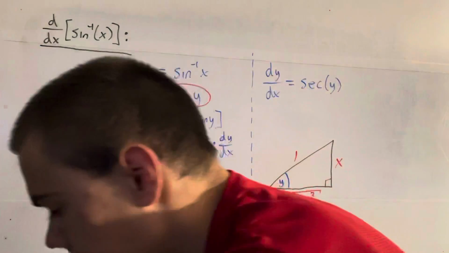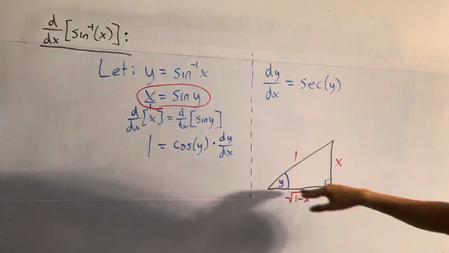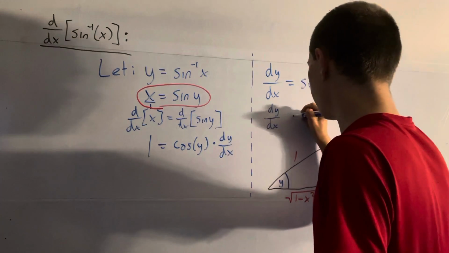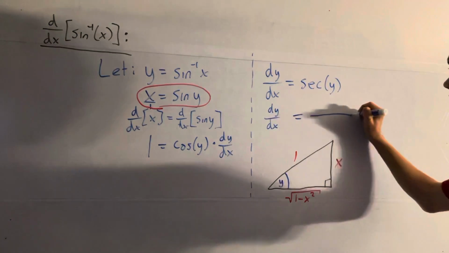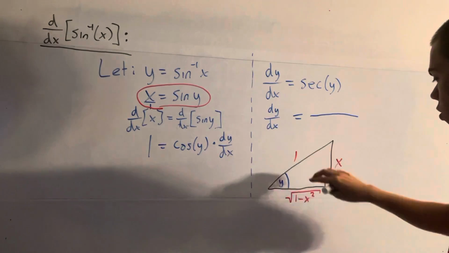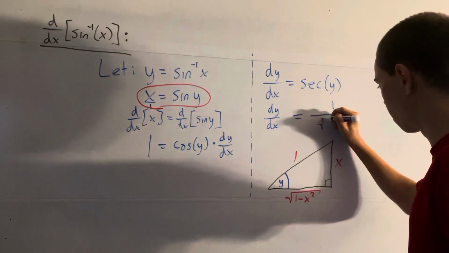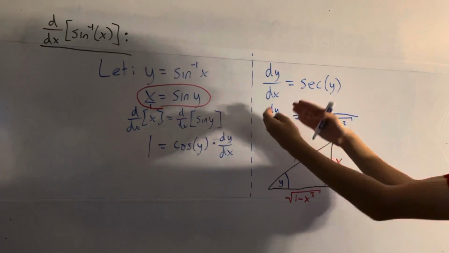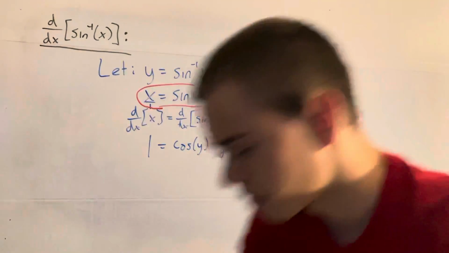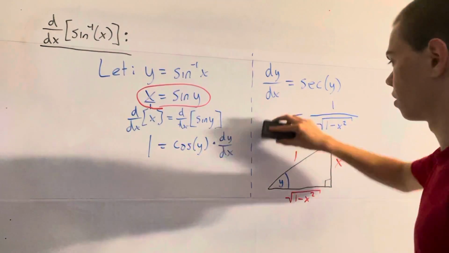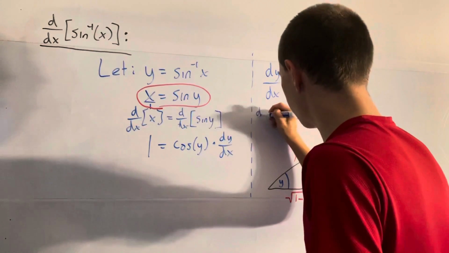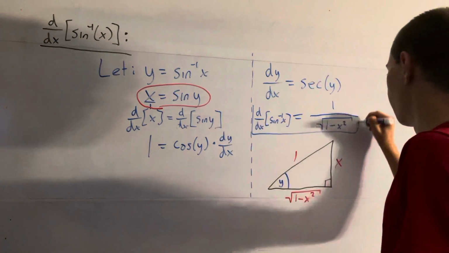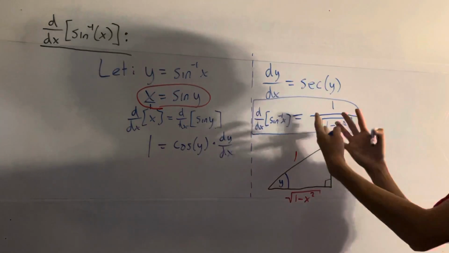Now, we're able to figure out what the secant of y is from this triangle. So, in this case, dy over dx is equal to, if we look, we know secant is just hypotenuse over adjacent, so we do 1 over the square root of 1 minus x squared. And that is it. This is dy over dx. So this would be the derivative of the arc sine of x. So I'm just going to erase that and put derivative of arc sine of x. So this is pretty much it. And so that is the derivative of the arc sine of x.